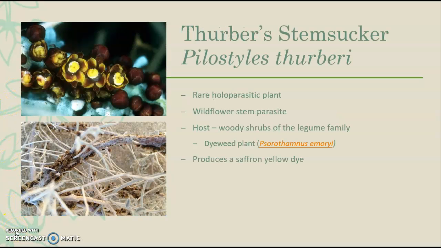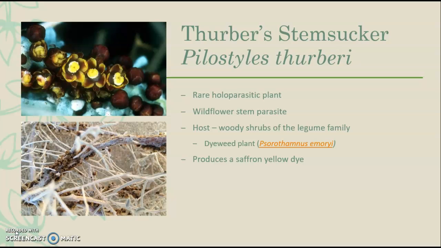Thurber's stem sucker is another parasitic plant. It is a rare holoparasitic plant, meaning that it has no true stem, roots, or leaves. It is completely dependent on its host for nutrients and water. It is a wildflower stem parasite, so it lives within the stems of a small desert shrub called a dyeweed. The dyeweed plant as a whole doesn't die because of this plant, but certain parts of the plant die.